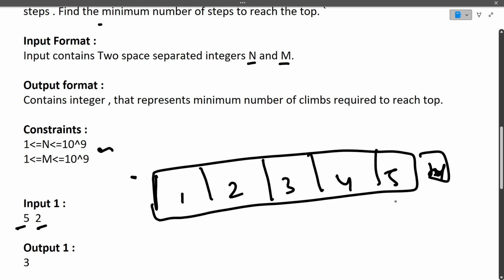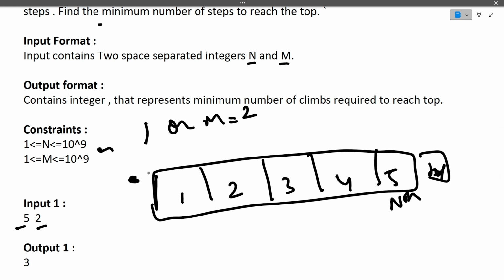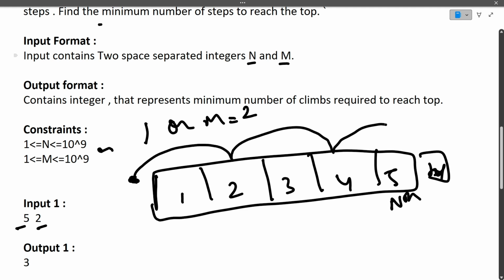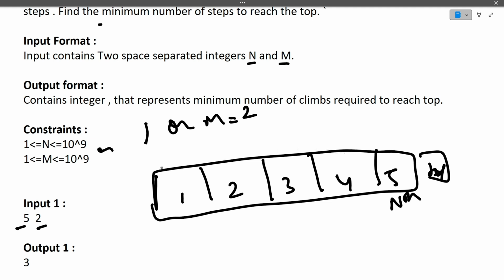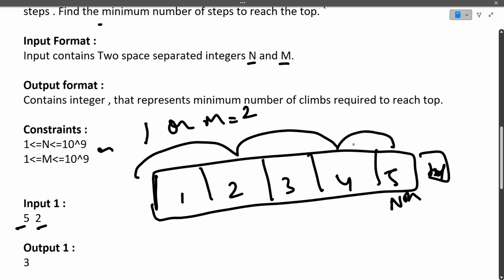Starting from here, he has to reach the nth stair, that is the last stair. What are his options? He can either jump 1 or m stairs. So m is equivalent to 2. From here he can either jump 1 or he has to jump 2, and there should be a minimum number of jumps, a minimum number of climbs that need to happen. So first he does 2 jumps, then again 2 jumps, then 1 jump. So total 3 jumps are there, 1, 2 and 3. Therefore our output is 3.